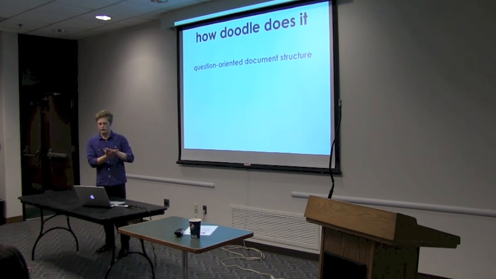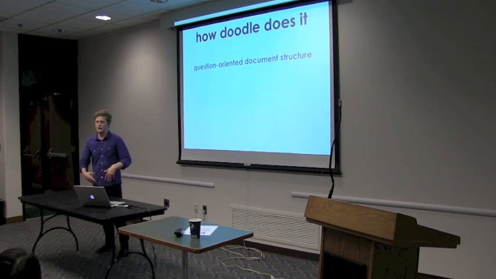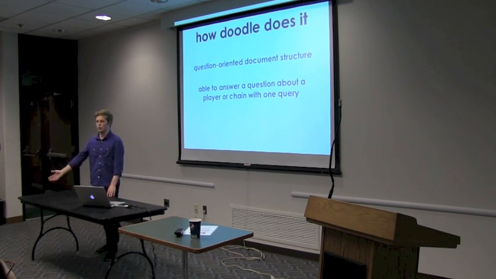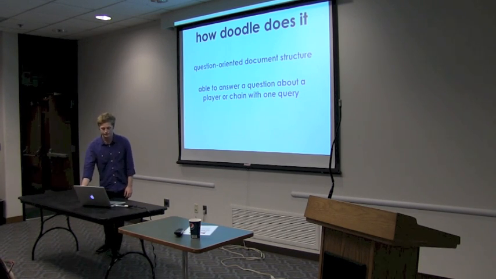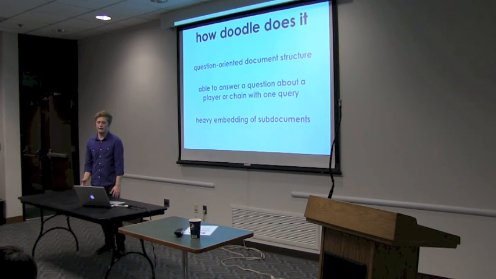When we're displaying the actual chain of doodles, we have a lot of questions we want to ask. We ask for every doodle, how many people have liked it? For every doodle, what's the actual content? What are the brush strokes on the canvas? So our entire structure is geared toward being able, with one query, or one subquery, to answer some question. And to do that, we have to use heavy embedding.